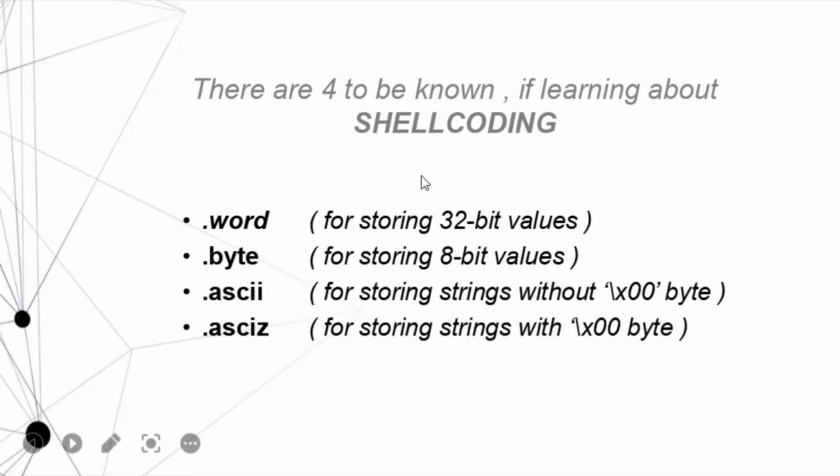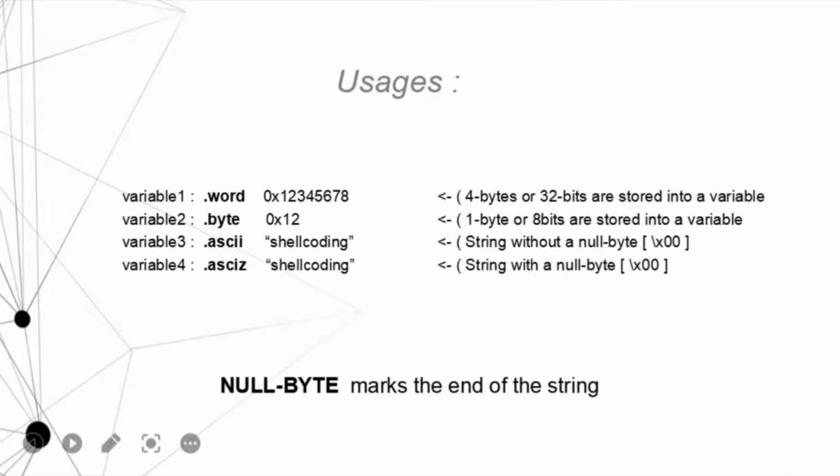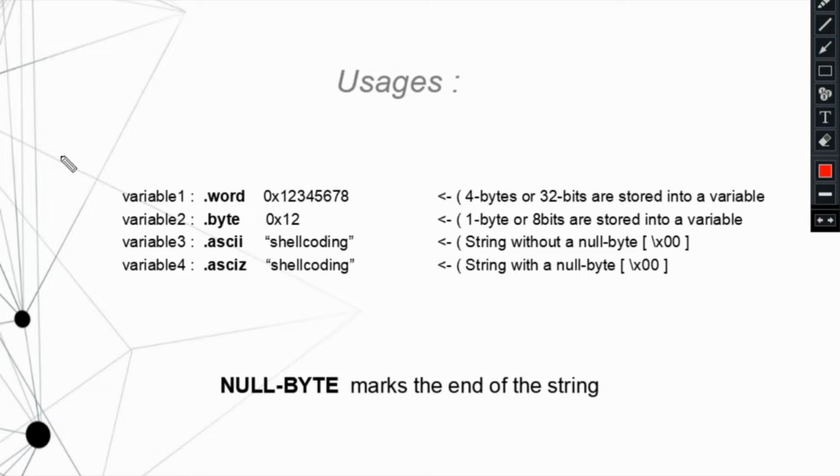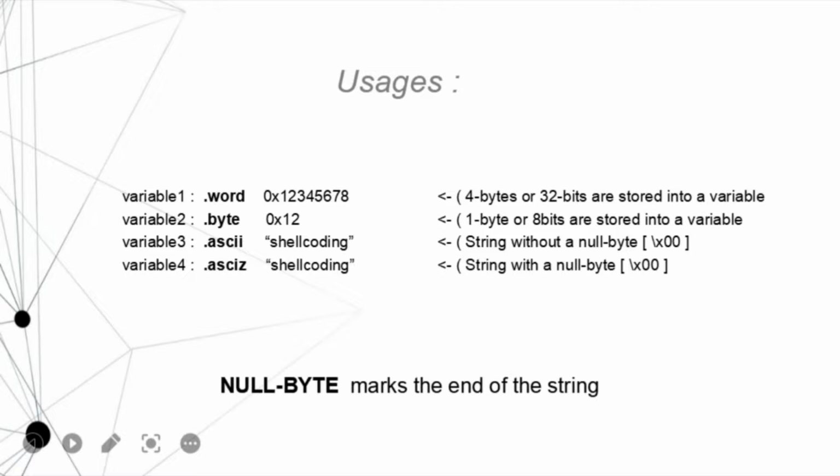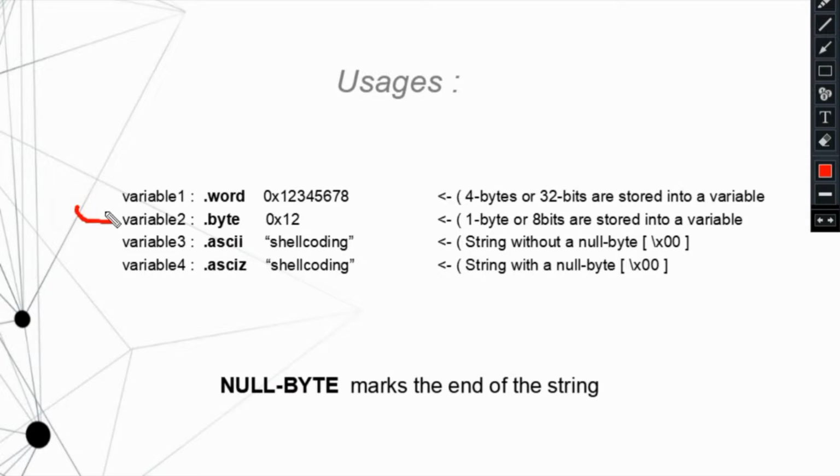Let me demonstrate where we can use these four data types. I have declared a variable 1 storing a value with the .word data type. It is used to store 32-bit values, so this entire value is 32 bits. Next, I have declared a variable 2 storing a value with .byte. By this we can justify that it can only store values up to 8 bits.